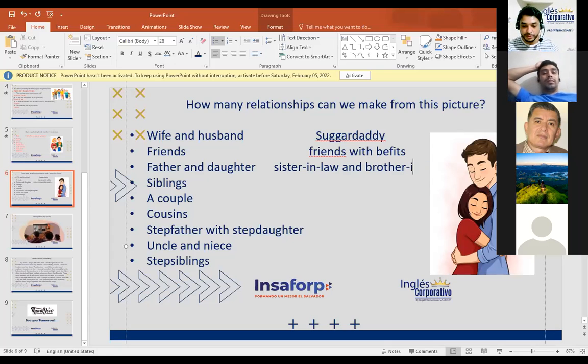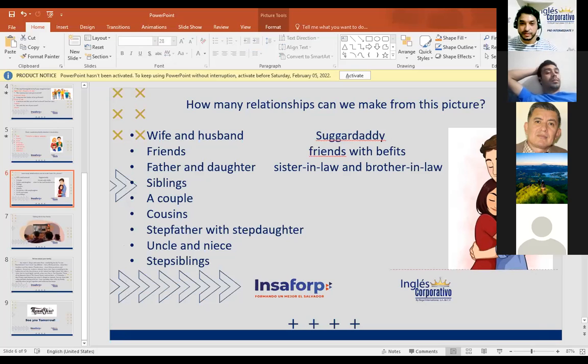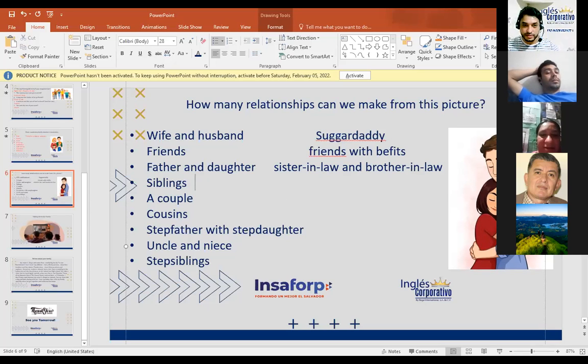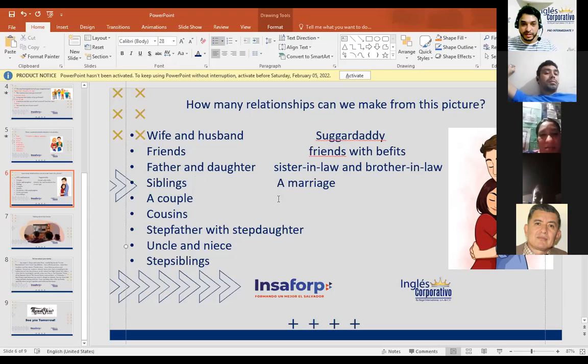Okay, very nice. Another possibility. The last one. Girlfriend and boyfriend. That is already told here. A couple. Okay. And that could be a marriage. Husband and wife. Neighbor. Oh, that is the first one. But we call that a marriage.